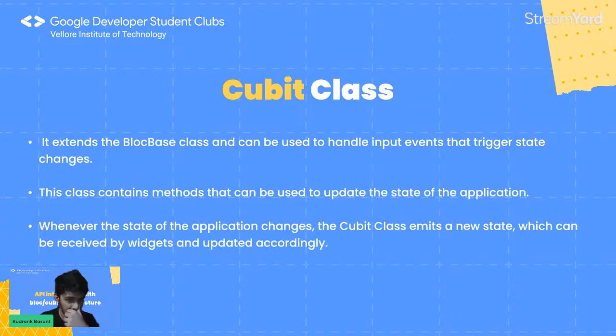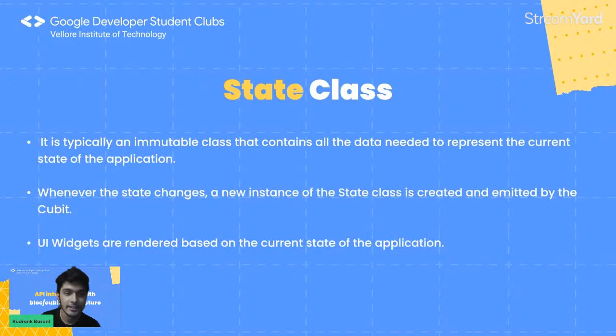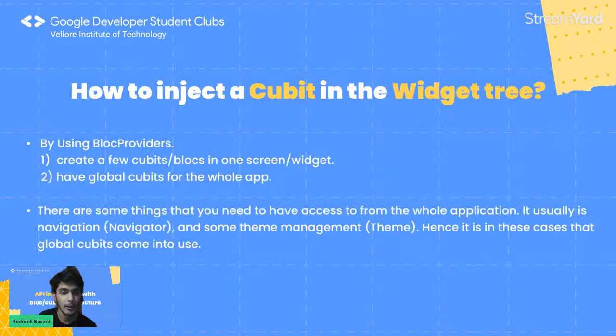So yeah, as I said, the cubit class emits a new state which can be received by widgets and be updated accordingly. The class contains all the methods to update the state of the application. And the state class describes all the instances of the states that the app will be using, and the UI widgets will be updated according to the states that the app is in.